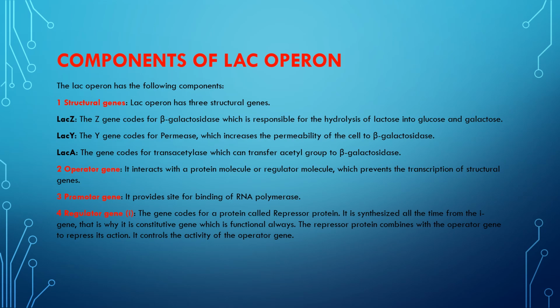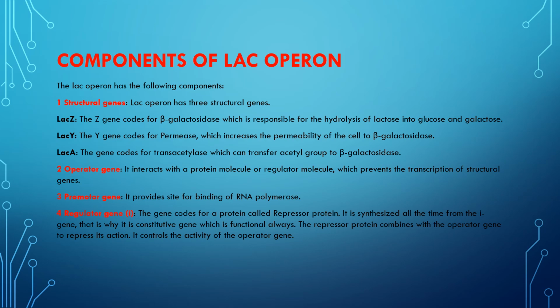Number 2, operator gene. It interacts with the protein molecule or regulator molecule, which prevents the transcription of structural genes. Number 3, promoter gene. It provides the site for binding of RNA polymerase.